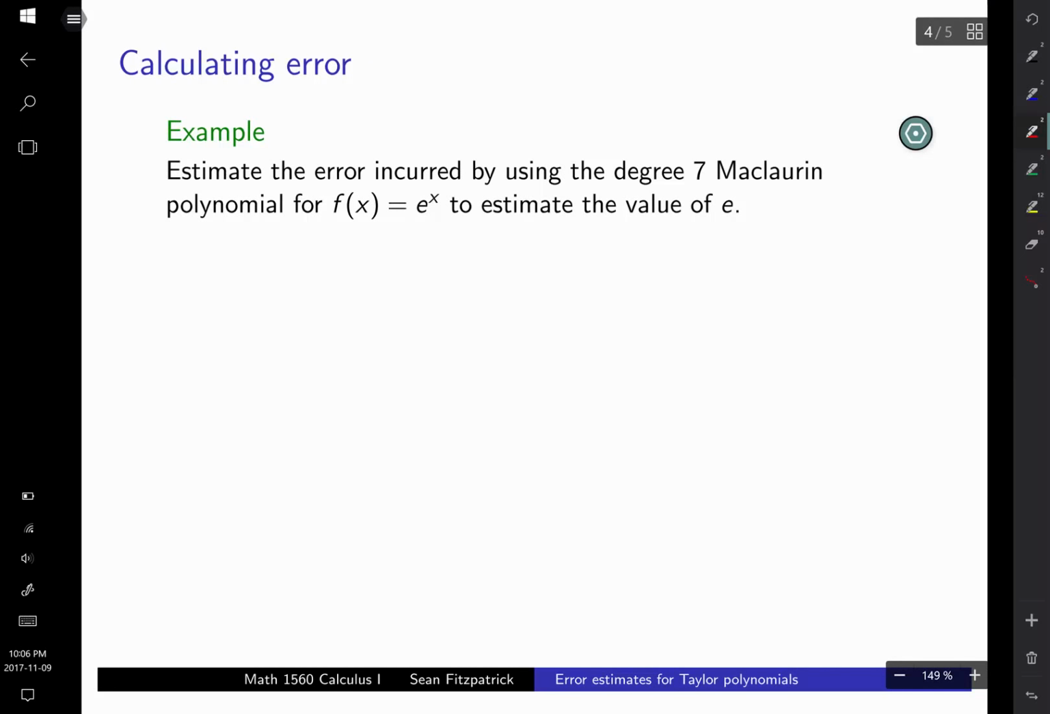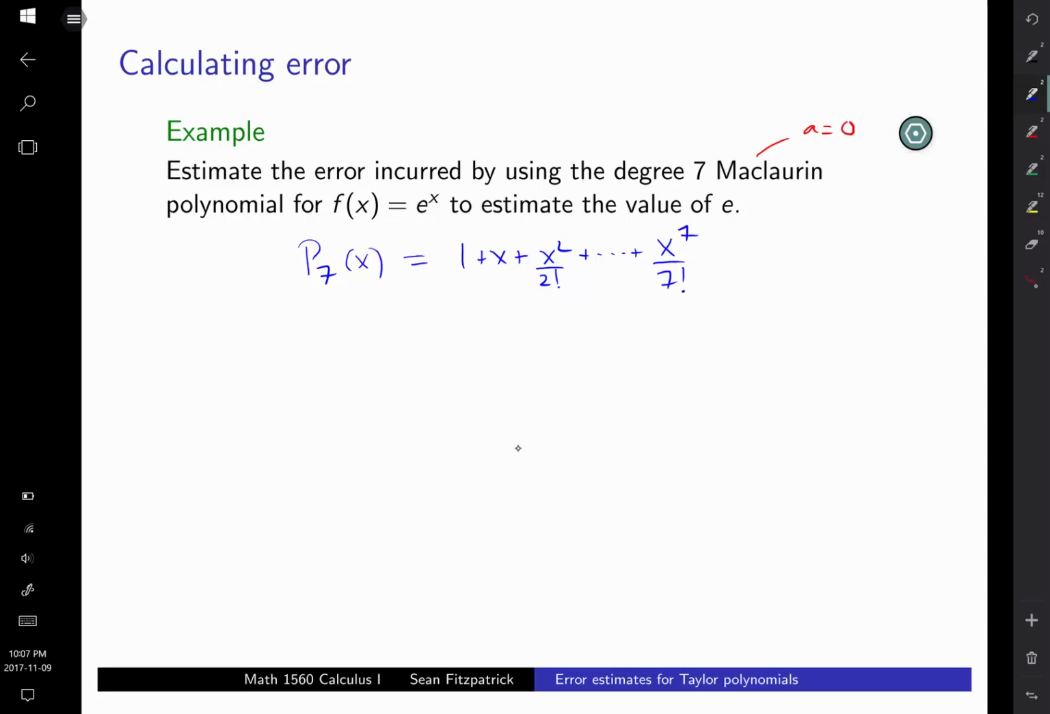Let's say we're looking at the Maclaurin polynomial. Remember, for the Maclaurin polynomial, that means we're expanding about a equals 0. We're going to use the exponential function. This is one where we've already done the Taylor polynomial. We looked at this one in class. We saw that the degree 7 polynomial is given by 1 plus x plus x squared over 2 factorial. I'm not going to write all the terms all the way up to x to the 7 over 7 factorial. Okay, so that's our polynomial.